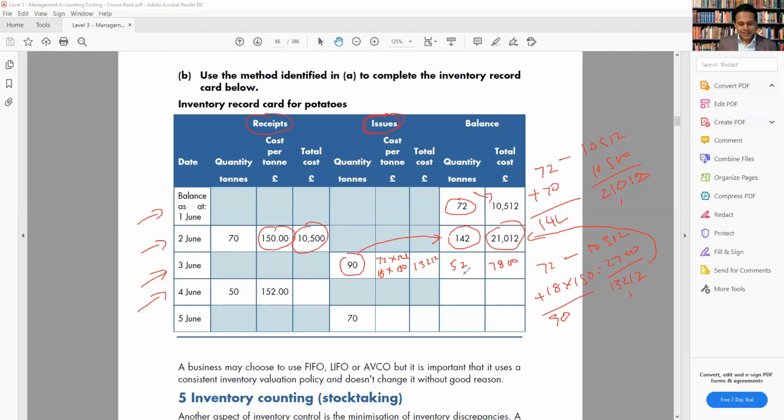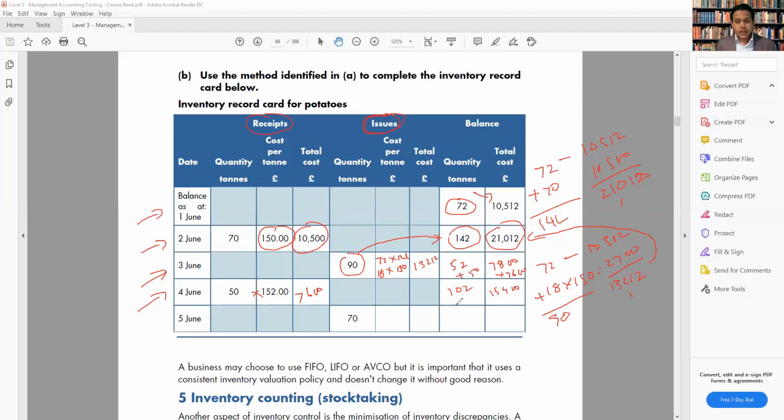Very well done, Adele. Then the next point, on 4th of June, we buy another 50 units. So 50 plus 52 gives us how many units here? 102. And how much is the cost we have? 50 times 152, how much will be the cost for that? 7,600. Okay, so can we add this 7,600 with this to find the total cost? That will give you 15,400. Thank you, Sharon. Thank you, Osim.